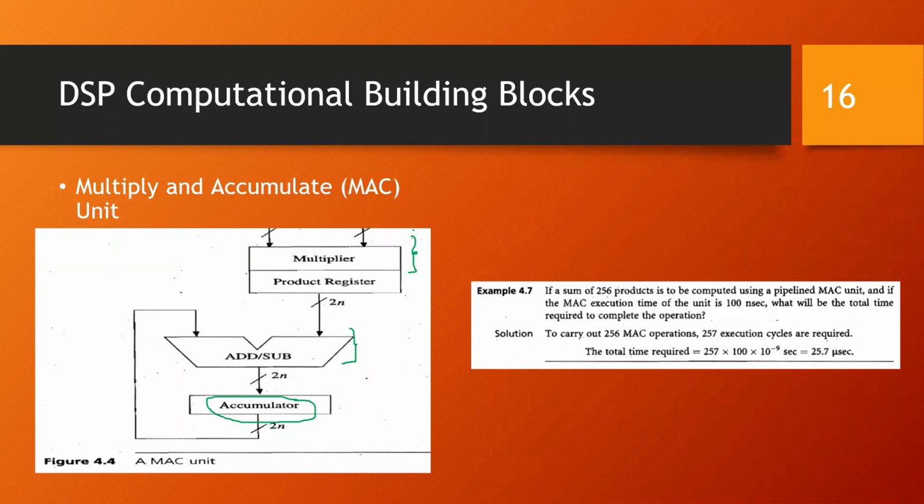So here you can see that you are performing multiplication and addition in a pipelined fashion. This definitely improves the operation of multiply and accumulate. Now the example related to this: suppose a sum of 256 products is to be computed using a pipelined MAC unit.